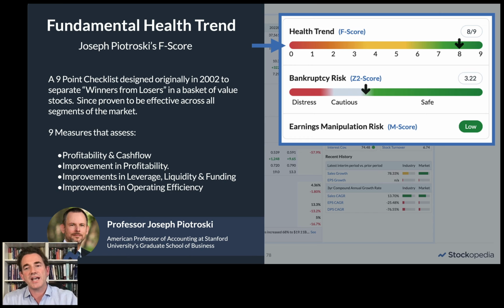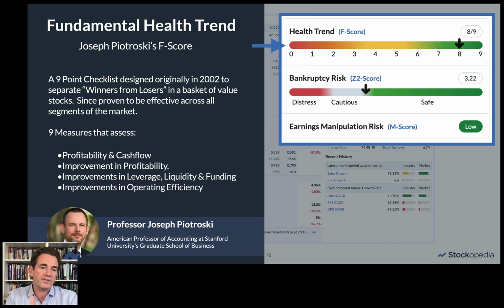It's a 9-point checklist. If you want to know what goes into it, you can actually click the blue link and you get a pop-up of all 9 checks. And it shows you those checks for that stock in question. But generally those checks measure last year against this year and look for improvement.